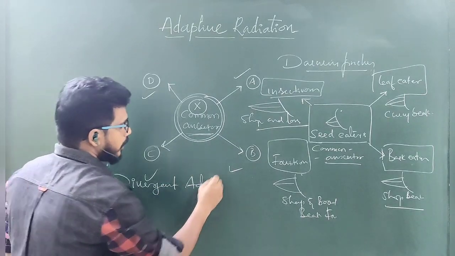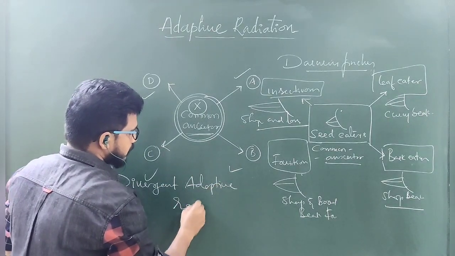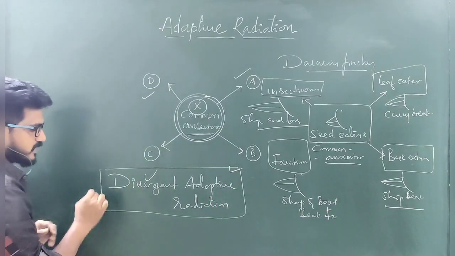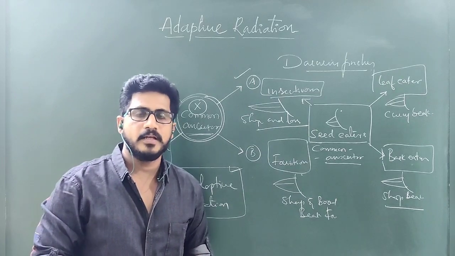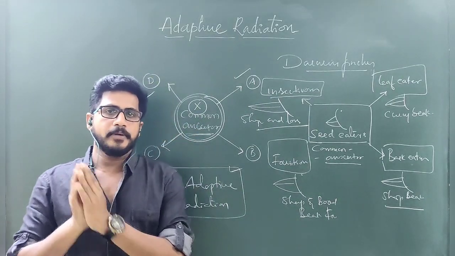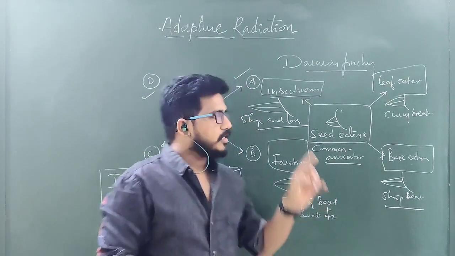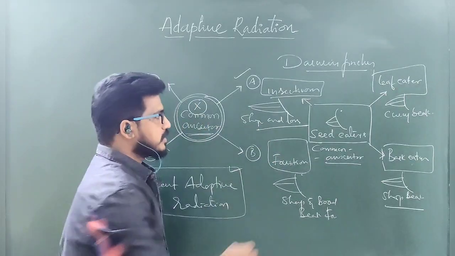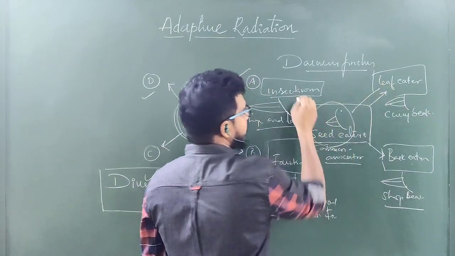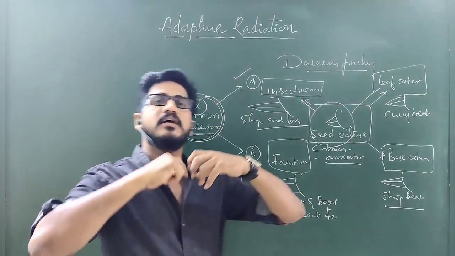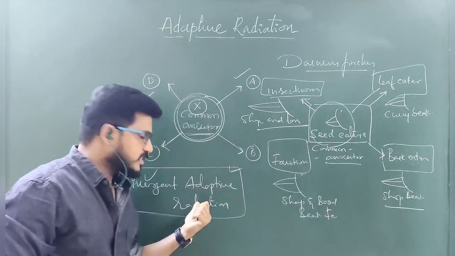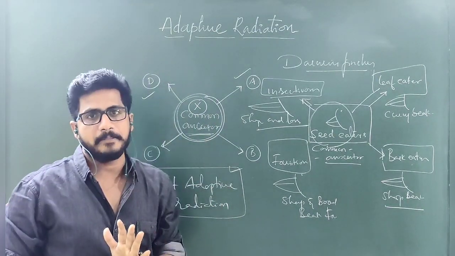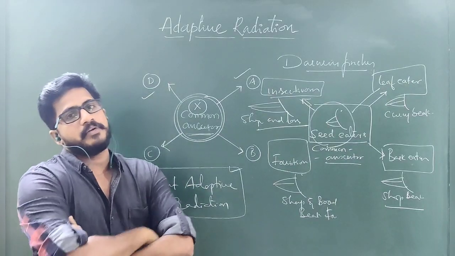Divergent adaptive radiation. It is very important to understand the difference between divergent and convergent in this class. Adaptive radiations are of two types: adaptive divergent and adaptive convergent. Darwin's finches are the best example for adaptive divergent. Why? Because they adapted and diverged into new species. So divergence happened because of adaptation, but in the same area, not in a different area. That is divergent adaptive radiation.